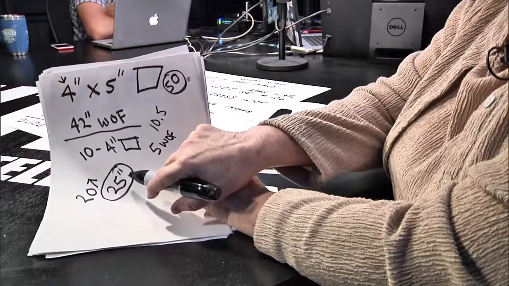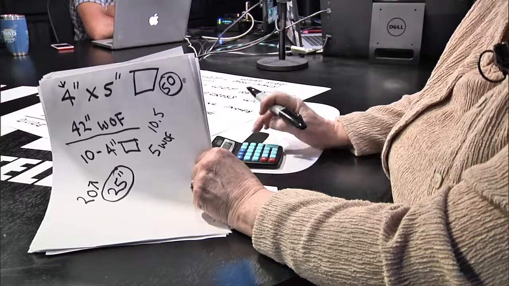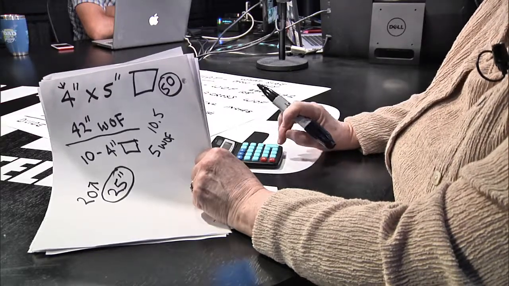So you have 25 inches. So you divide that by 36, which is how many inches are in a yard.